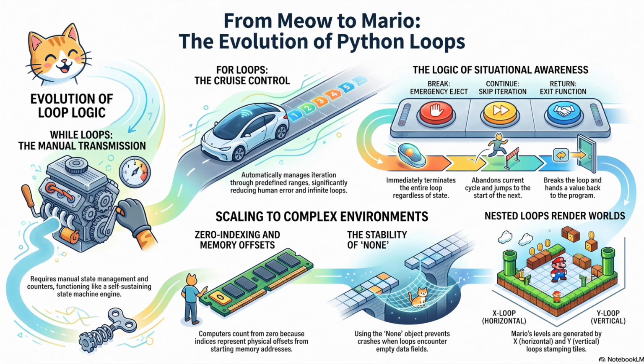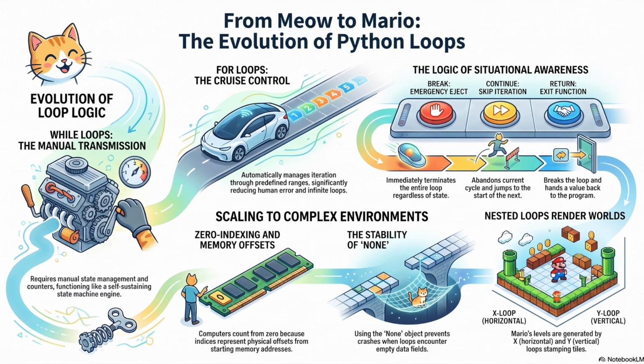Our mission today is to show you how programmers leverage loops to force the computer to do that soul-crushing robotic work. Yes. We're going to trace the evolution of logic from making a machine blindly repeat the word meow all the way to how it renders entire interactive video game worlds. It sounds like a massive leap, right? Going from a simple text prompt to a functioning video game, but the underlying mechanism is actually identical. Wait, really? Totally identical.